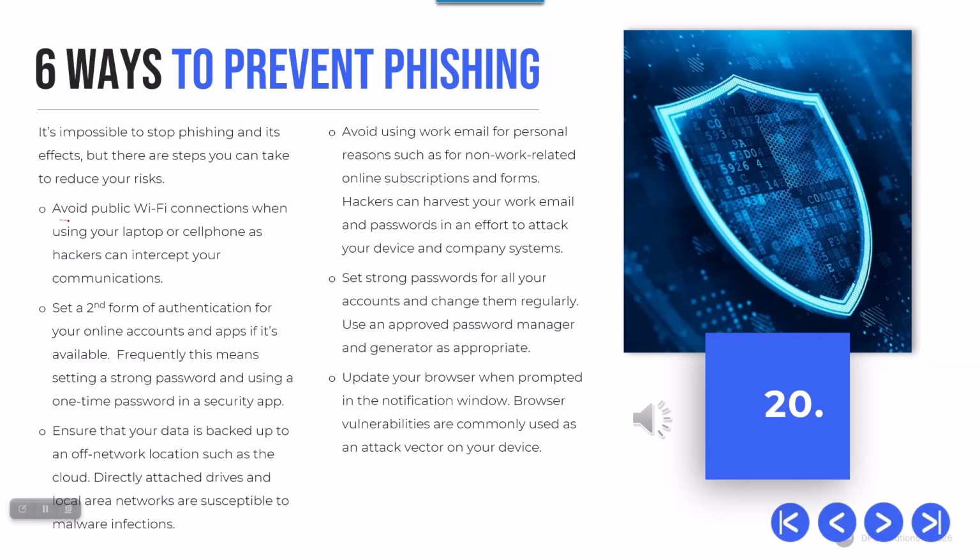So avoid public Wi-Fi connections, as I mentioned earlier, when using your laptop or cell phone. Hackers can intercept your communications, and therefore data privacy could be compromised. Next, set a second form of authentication for your online accounts. You might see this as Google two-factor authentication or some other form where it asks you to enter a passphrase, etc. Then ensure that your data is backed up to an off-network location, such as onto a cloud.